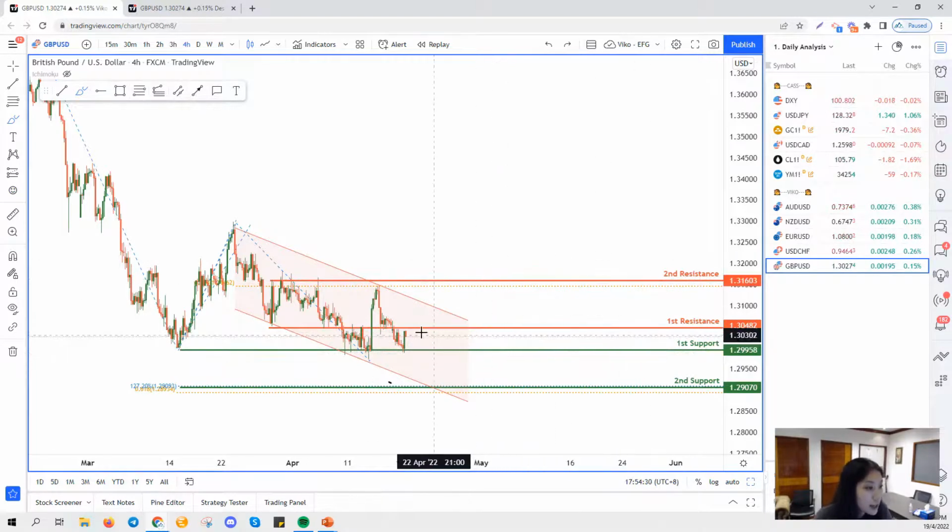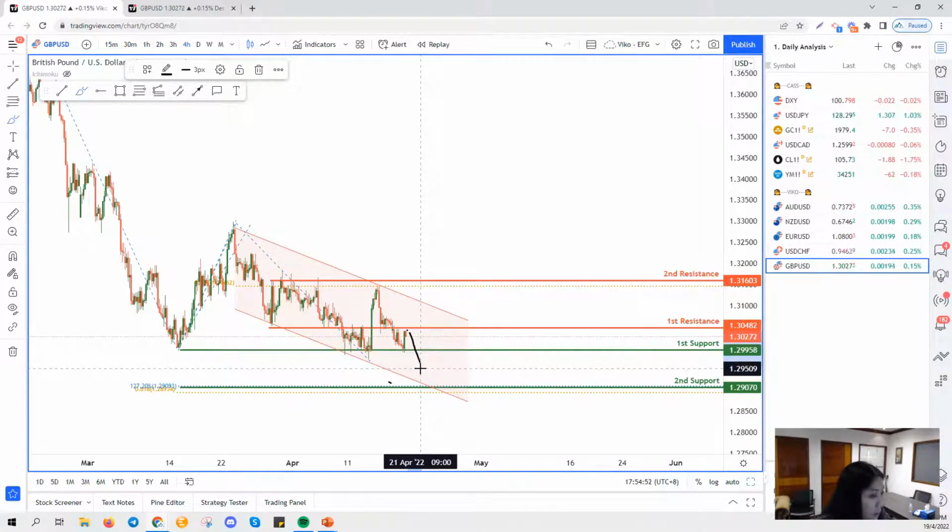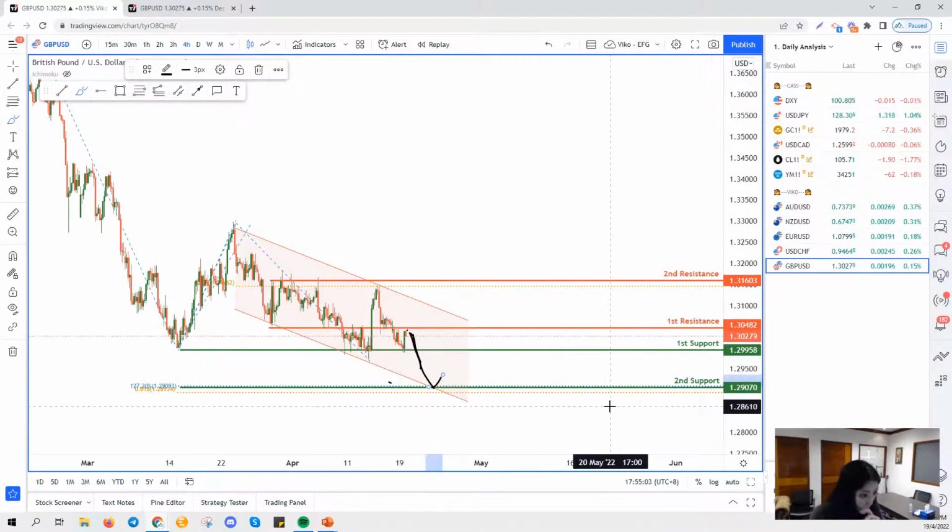But if it doesn't bounce off from this first support level, there's most probably another alternative scenario: the price touches this first resistance level over here, and then goes bearish reverse. From here, there's a bearish dip from this first resistance level all the way down to the second support level here. But the second support level is also quite a strong level, because you can see there's a Fibonacci level that supported it.